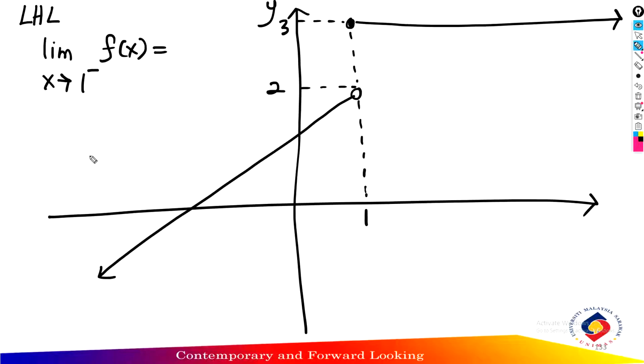Okay, so find the left-hand limit of the function: the limit as x approaches 1 from the left of f(x). So x is approaching 1 from the left of the function: 0.9, 0.99, and 0.999. Okay, and you check the y values. So the y values equal 2.